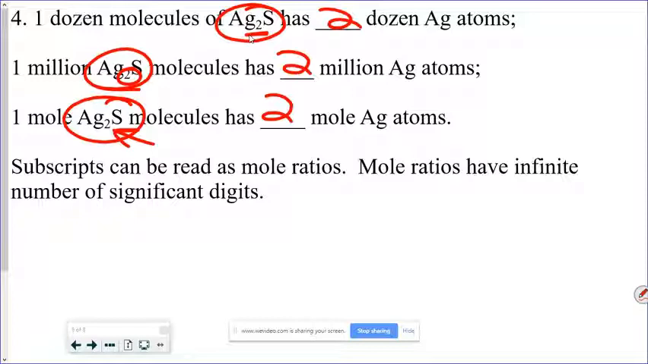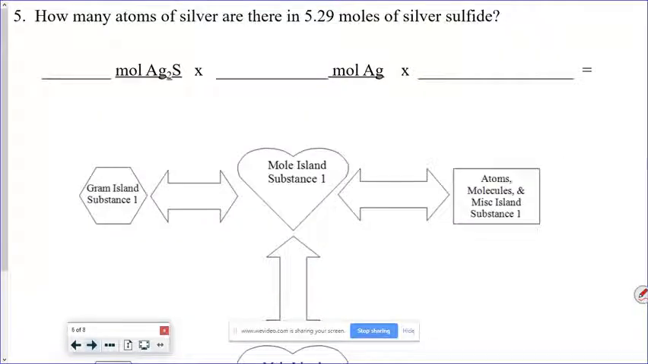Again, it says subscripts are mole ratio. So in the silver sulfide that we have here, there's 2 moles of Ag for every 1 mole of S, or sulfur. And again, those are infinite sig figs. So here we go. Here's our first problem. We're going to look at it. It says, how many atoms of silver are there in 5.29 moles of silver sulfide?